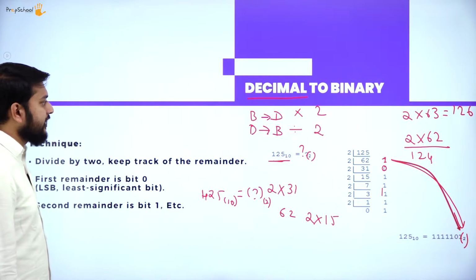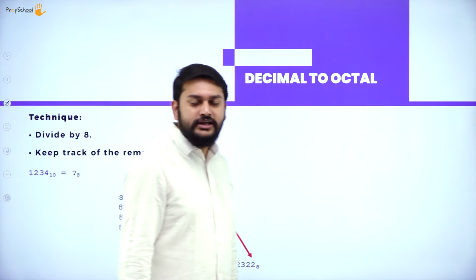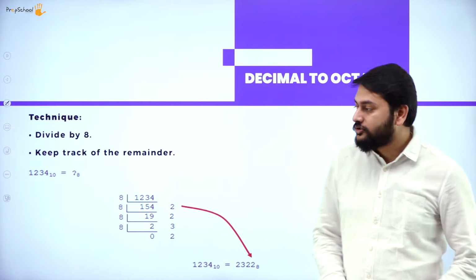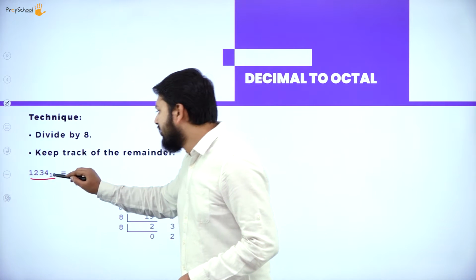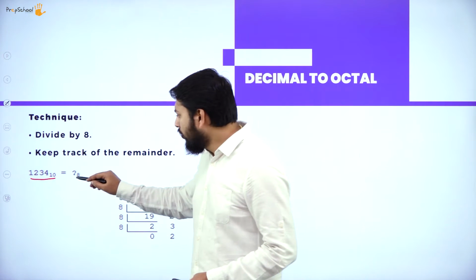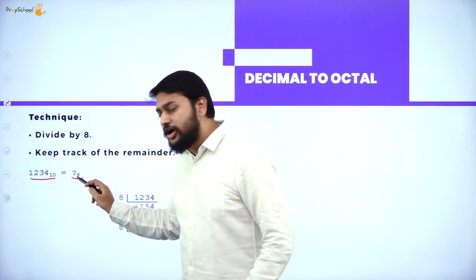Moving on to the next conversion. I have decimal to octal. What is the next conversion that we have? Decimal to octal. First I should check: do I have the decimal number? Yes, I have the decimal number. Which conversion do I have to perform now? They have not given this, so I have to identify it here only.